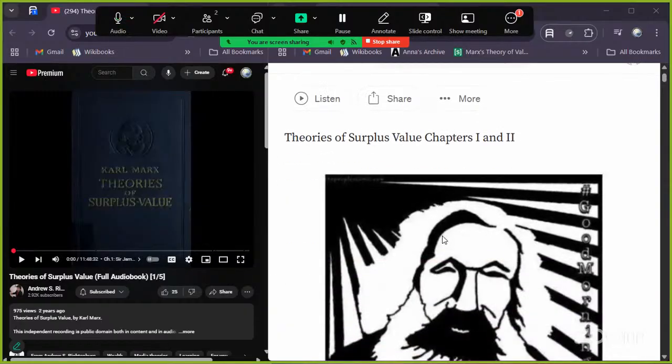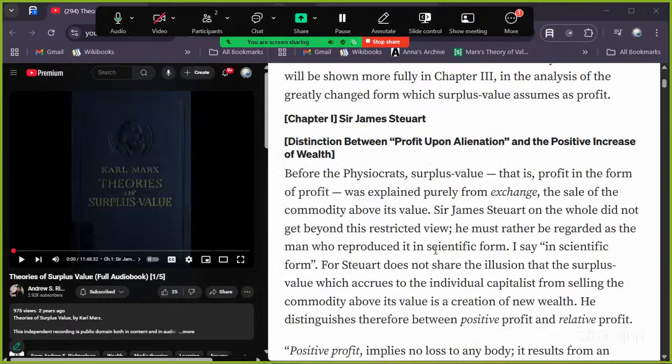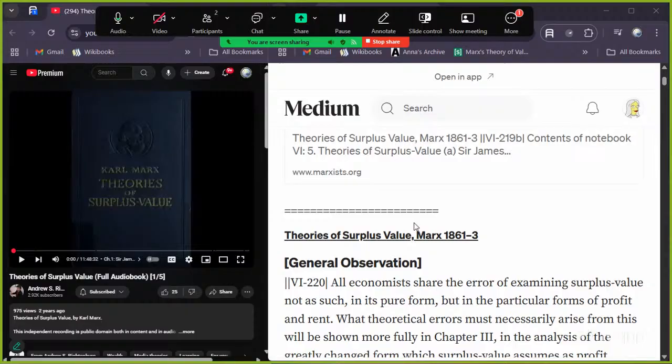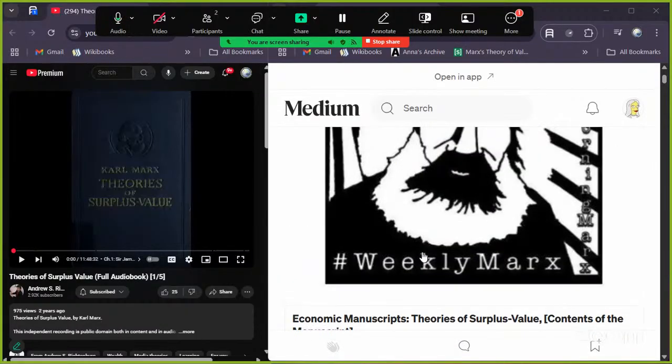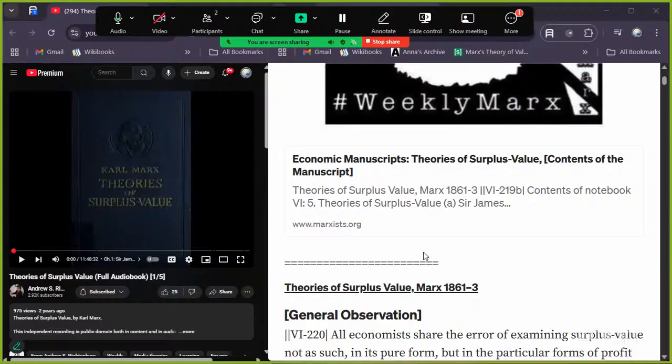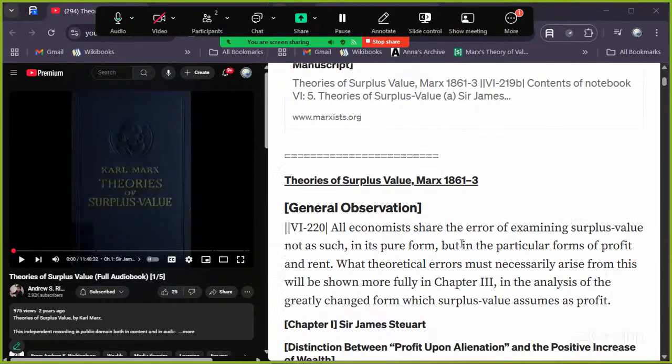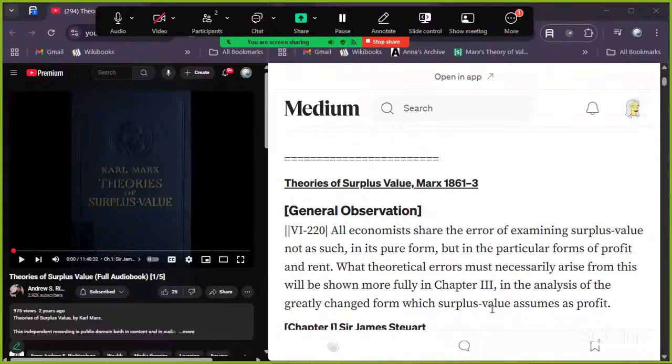Theories of Surplus Value, chapters 1 and 2 by Karl Marx. The first paragraph here, or the little general observation, is not included in the text. All economists share the error of examining surplus value not as such in its pure form, but in the particular forms of profit and rent. What theoretical errors must necessarily arise from this will be shown more fully in Chapter 3 in the analysis of the greatly changed form which surplus value assumes as profit.